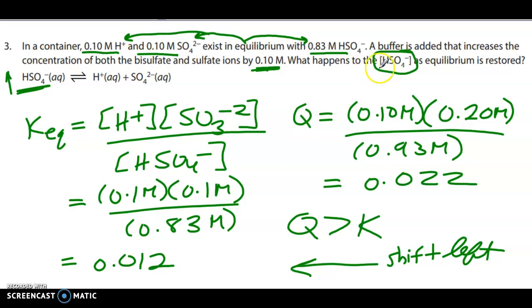The wording on this one is weird because they told us what the bisulfate concentration is changing by. This is like another way of them asking, like, what's the shift, right? So what's going to happen is we're going to need to increase the reactant amounts. So it's going to increase due to the shift to the left. And there's too much product in that case.